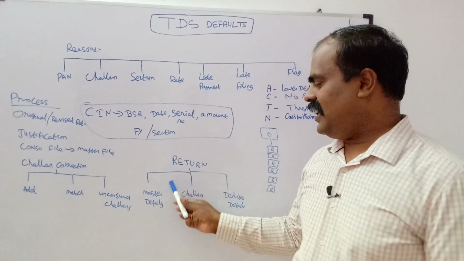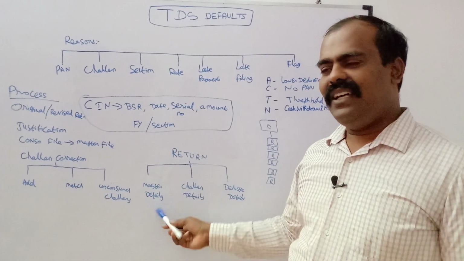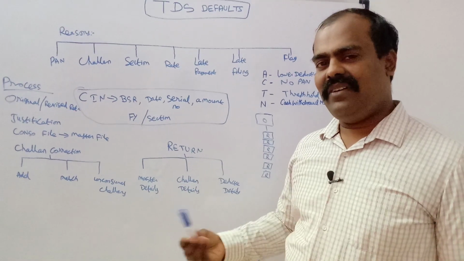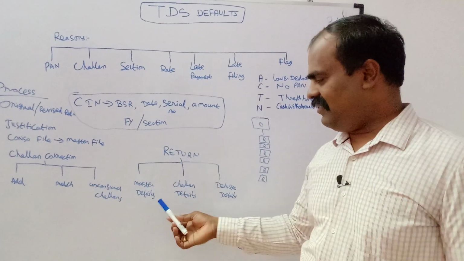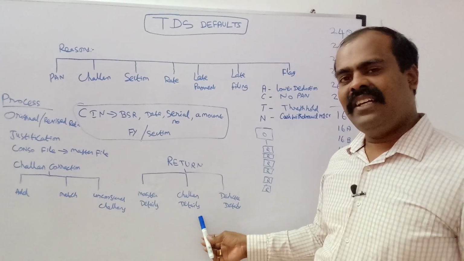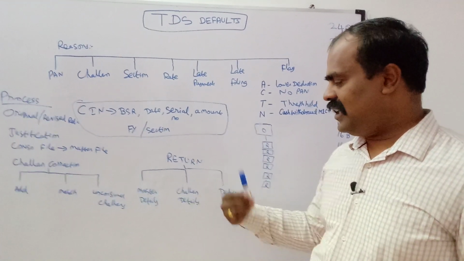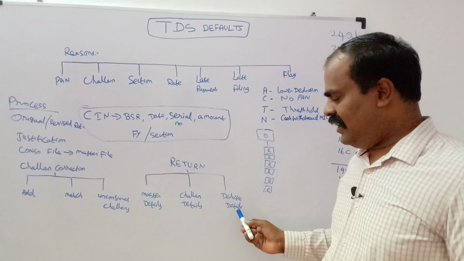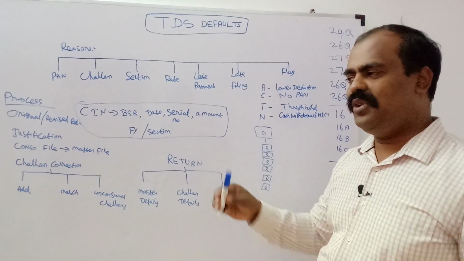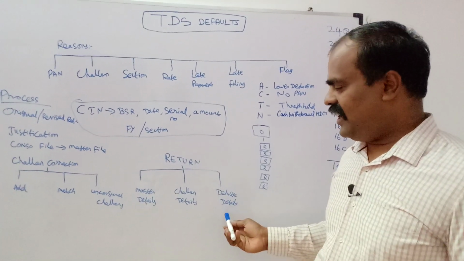Okay, there are three components. One is the master details, which is about us: the TAN number, the authorized person who deducted, the address of the person, the mail ID, everything. Then the Challan details. Whenever you pay through the bank, you will get a Challan, so you have to upload this. And then the deductee details: to whom you deducted TDS. You are going to enter this.